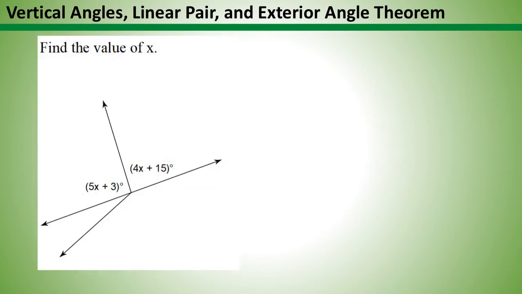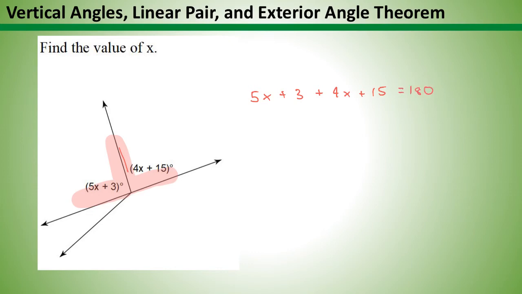Here's another example. Again, we want to find the value of x. Okay. And what we know about this angle here and this angle here is that they are forming a straight line, which makes them a linear pair. And what we know about those two angles is that they should add to make 180. So I can just add them together, 5x plus 3 plus 4x plus 15. And when I add them together, they should equal 180.